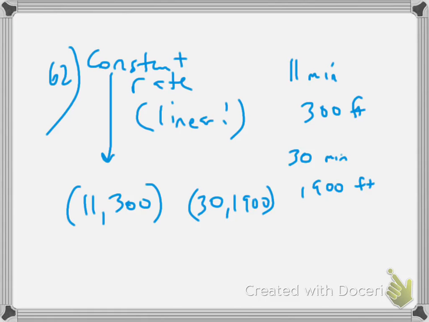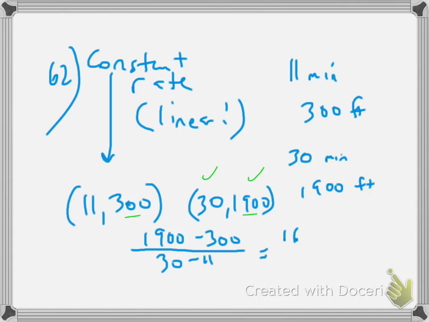So just do your slope. What's the big deal? 1900 minus 300. Subtract the y's. And the thing again about this, I don't think I made it clear enough, is when you subtract the y's, you got to subtract the x's underneath. Same order. If you started with this guy, you better start with that one, otherwise you're going to flip it around. So, 30 minus 11. Then you just work that slope. That looks like 1600 over 19.